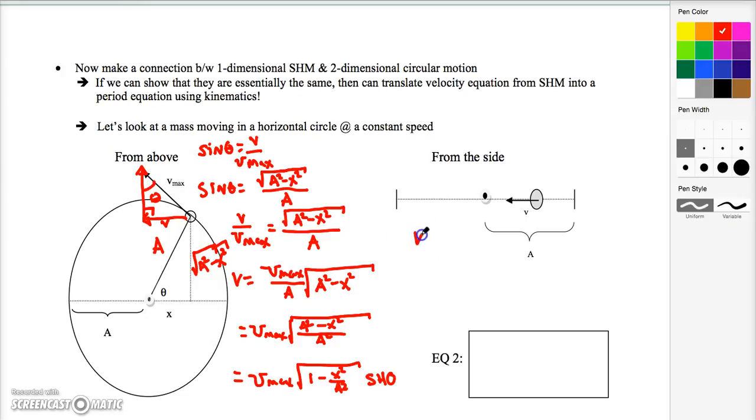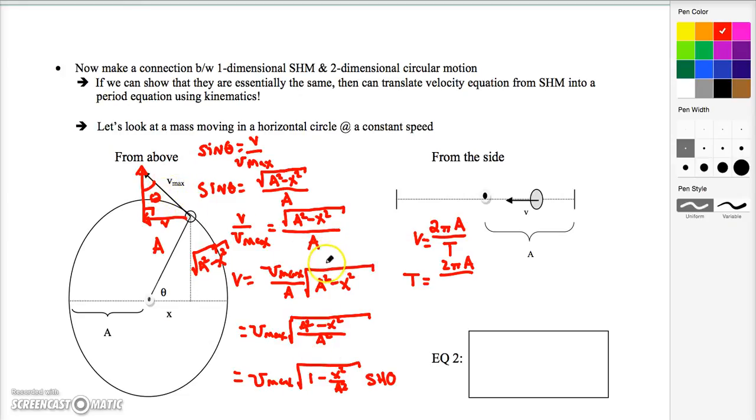And if we want to describe that speed, we know that the speed of something going in a circle is the circumference divided by the period. So if the radius is a, then we have 2 pi a over the period. If I rearrange this for the period, I get period equals 2 pi a over v, and since this is the velocity at which it's traveling, this is the maximum speed.